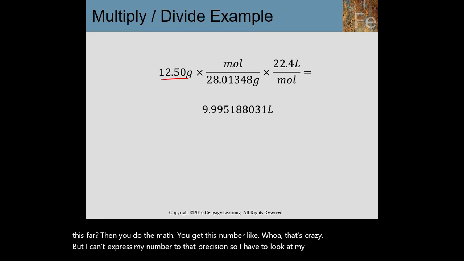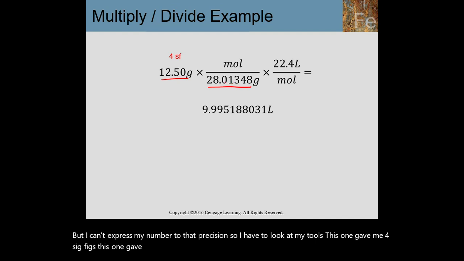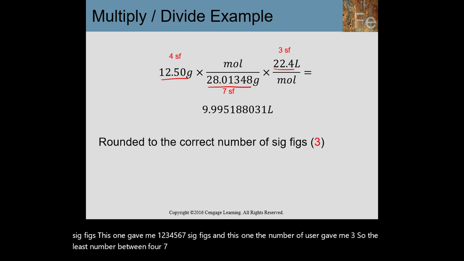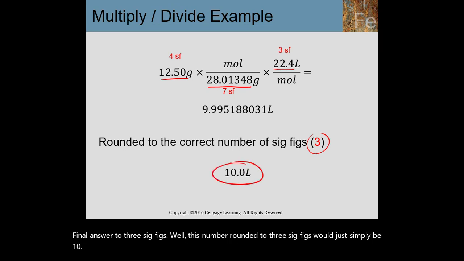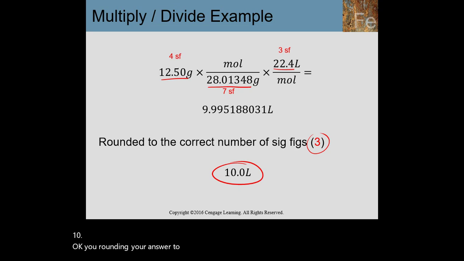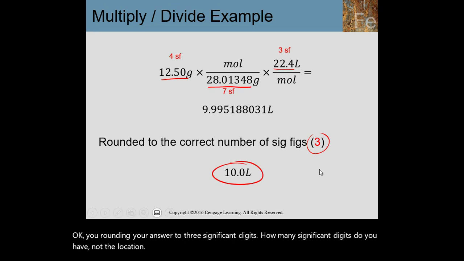This one gave me 4 sig figs. This one gave me 1, 2, 3, 4, 5, 6, 7 sig figs. And this one, the number I used there, gave me 3. So the least number between 4, 7, and 3 is 3. So I need to round my final answer to 3 sig figs. Well, this number rounded to 3 sig figs would simply be 10. Okay, you're rounding your answer to 3 significant digits. How many significant digits do you have? Not the location. How many digits do you have?